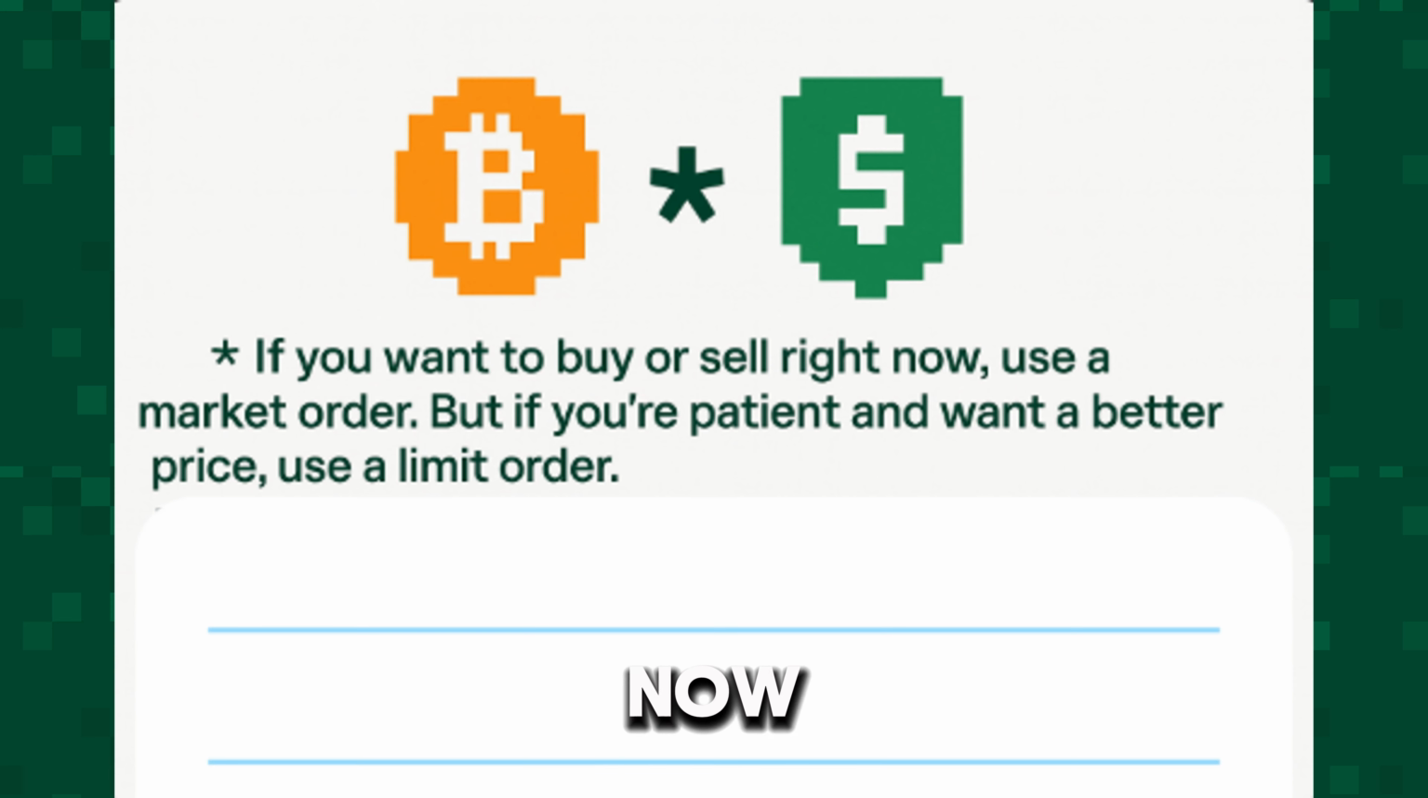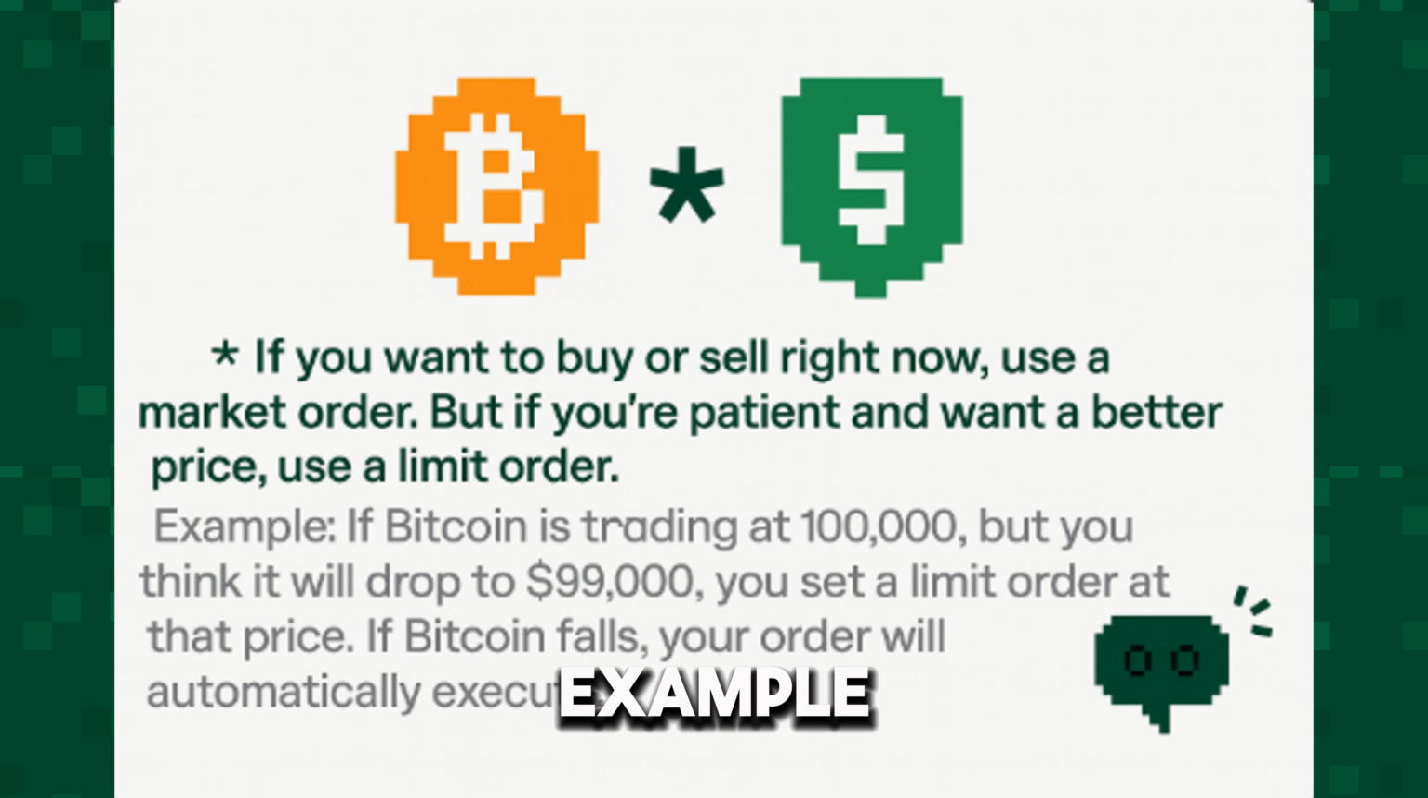Section 3, market versus limit orders. Which one should you use? If you want to buy or sell right now, use a market order. But if you're patient and want a better price, use a limit order. Example: if Bitcoin is trading at $100,000, but you think it will drop to $99,000, you set a limit order at that price. If Bitcoin falls, your order will automatically execute.